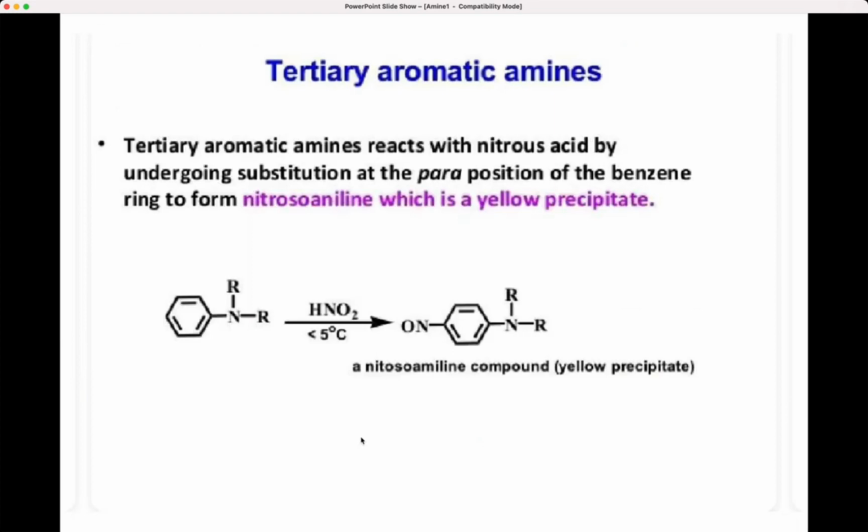Next, tertiary aromatic amines. These react with nitrous acid by substitution. The reaction takes place at the para position of the benzene ring. We get nitrosoaniline, which is a yellow precipitate. You can see here the benzene ring and here NR2. Then in the presence of HNO2, you get the same structure with NO. So, O gets added to N, and this part remains the same. Just add ON here. We call it a nitrosoamine compound, which is a yellow precipitate.